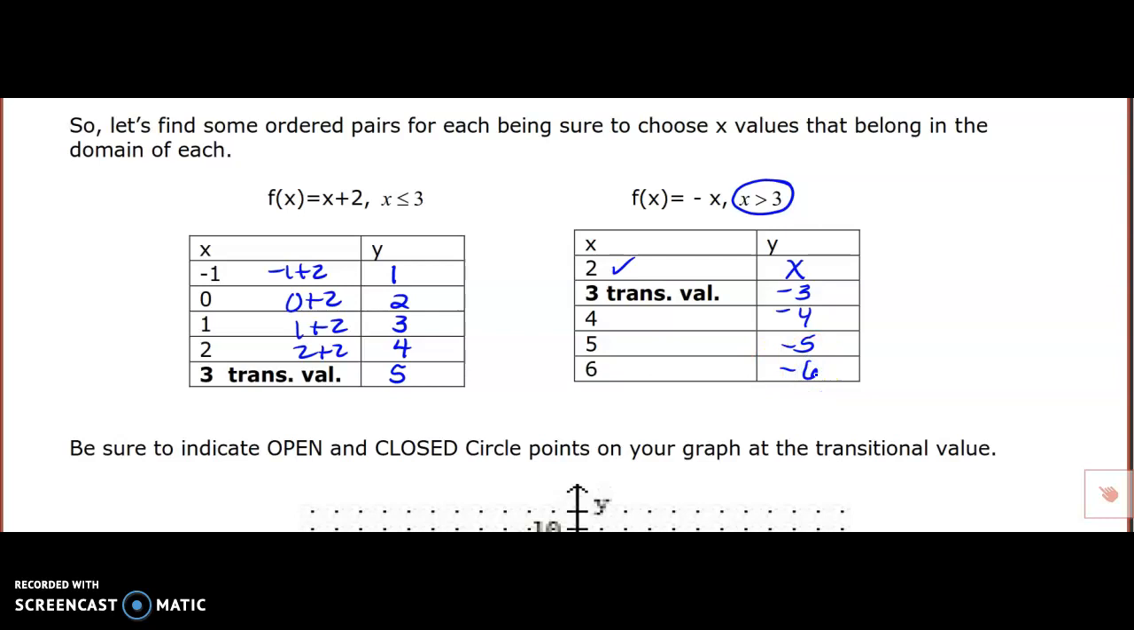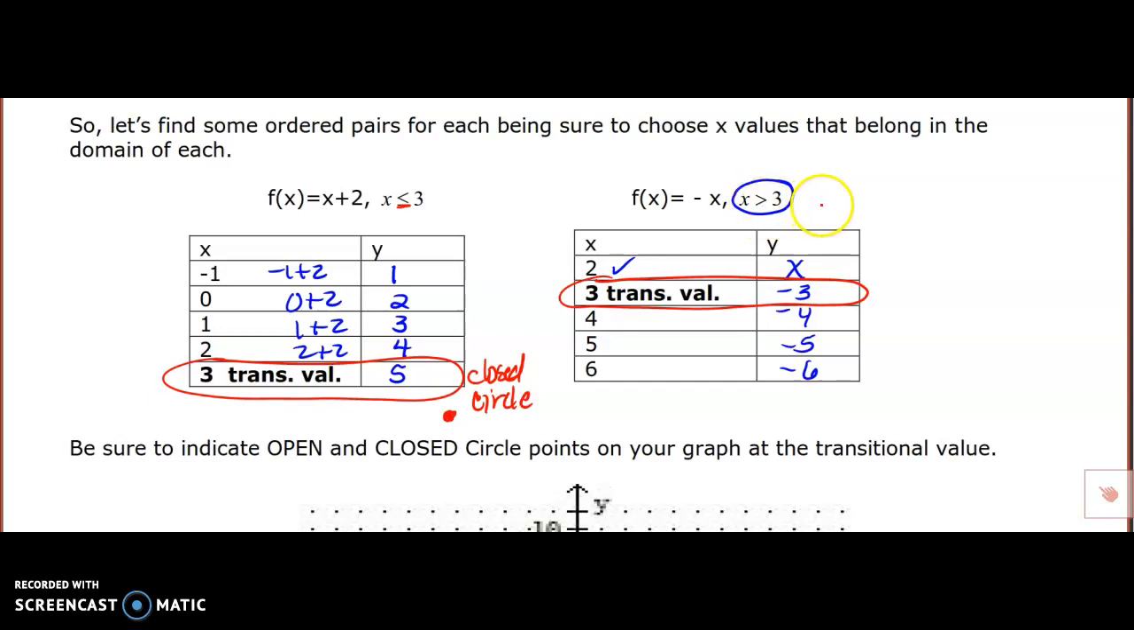Here is where we need to make a decision. Somebody's going to get an open circle, somebody's going to get a closed circle. That's what we need to figure out. Who gets what? So this transitional value and this transitional value, I evaluated both of them at 3, but only one of these graphs can actually have that as a point. And because this part has the equal to, when I graph this point 3, 5, it is going to be a closed circle because that means it's included, a dot.